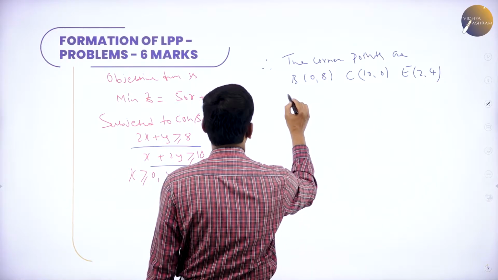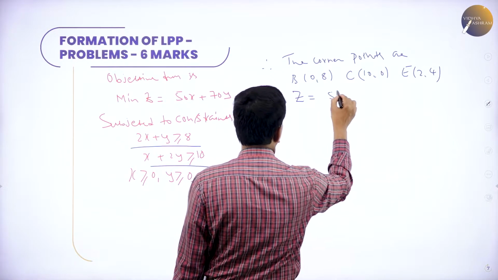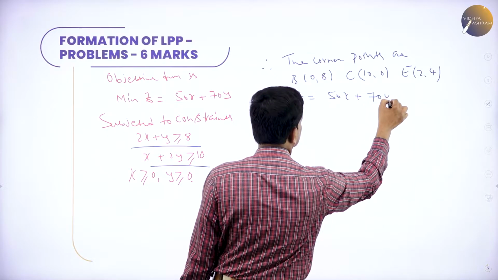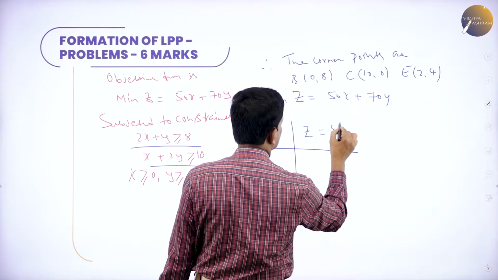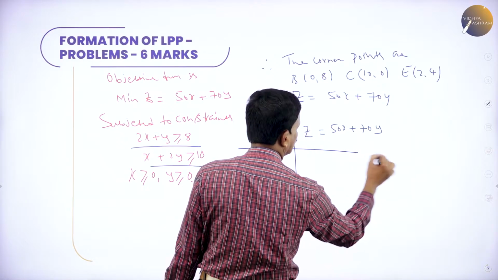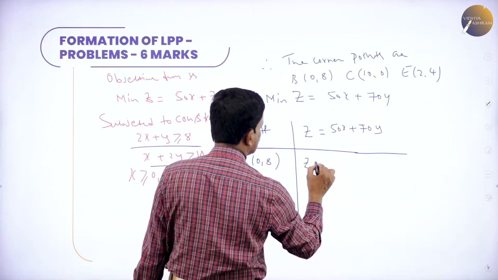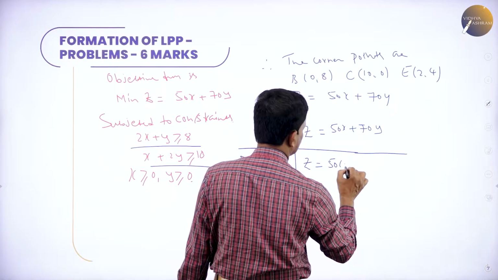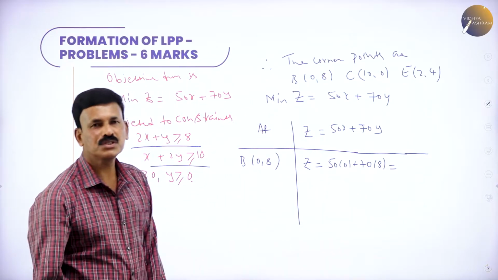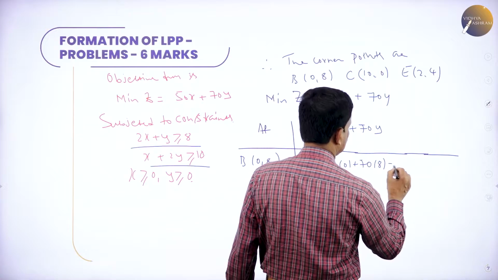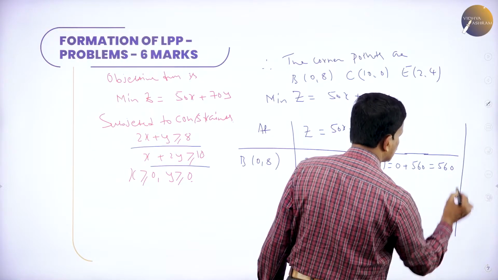Now, what is Z here? Minimum Z is equal to 50x plus 70y. Let us find the solution. At B (0, 8), Z is equal to 50 into 0 plus 70 into 8. So this is equal to 0 plus 70 into 8, which is 560.